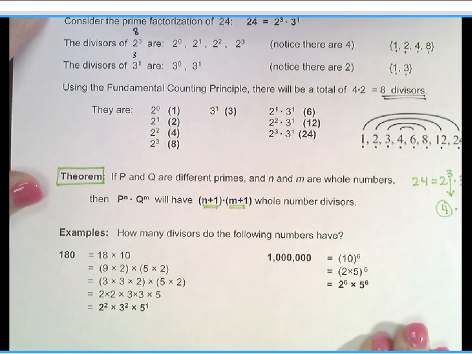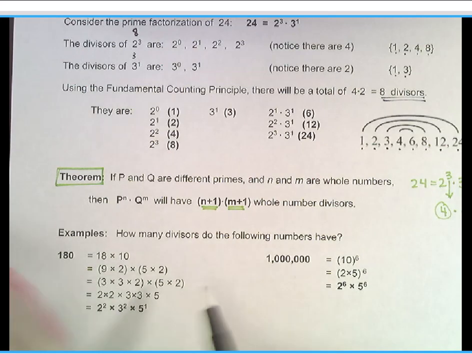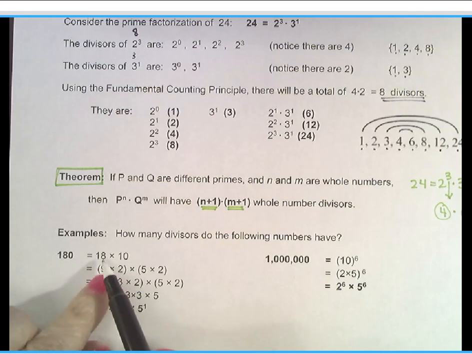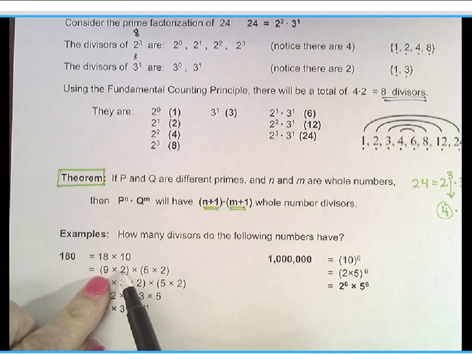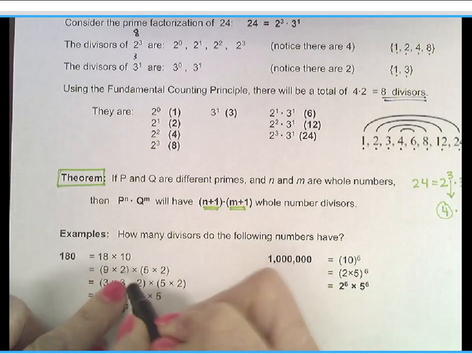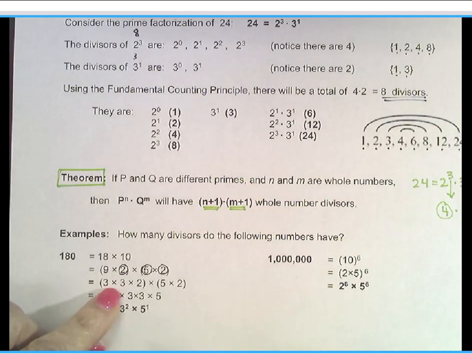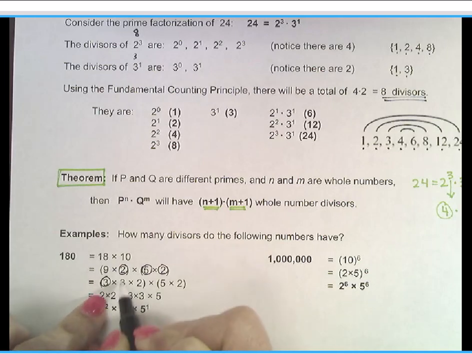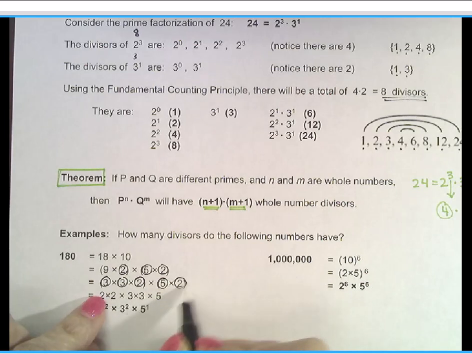How many divisors do the following numbers have? Okay, so this is kind of like me working out a factor tree in real time. So I know 180 ends in 0, so I started with 18 times 10. 18 is 9 times 2. That's a prime number. 10 is 5 times 2. Most of these are already prime, but 9 isn't. So 9 is 3 times 3. So 3 times 3 times 2 times 5 times 2. This would be the end of your factor tree.